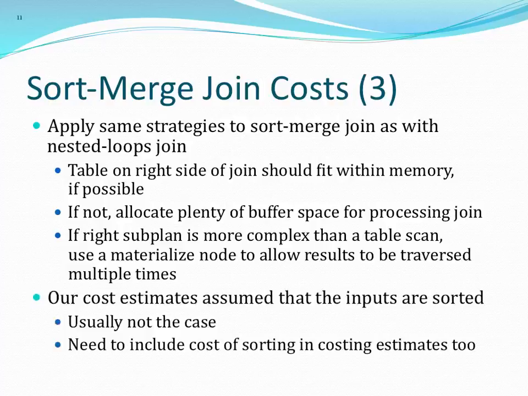Okay, yeah, and like it says here, our cost estimates are assuming that the inputs are sorted. The reason we can do that is because when we cost a whole plan, the sorting cost will be covered by the parts of the plan that actually involve sorting. So that's why we can just focus on sort merge join's cost by itself.